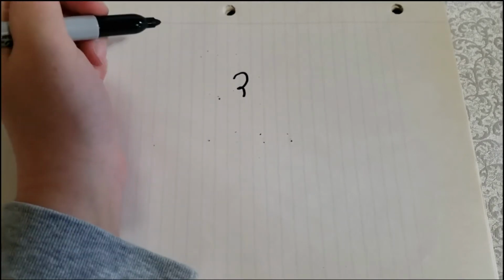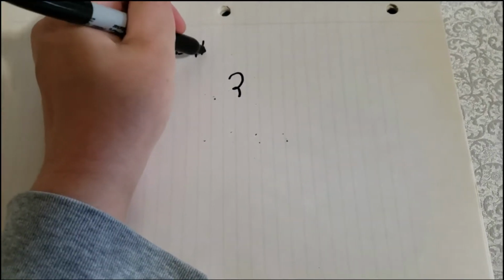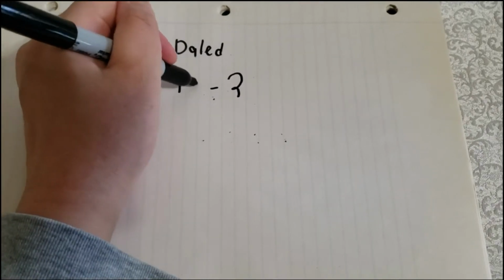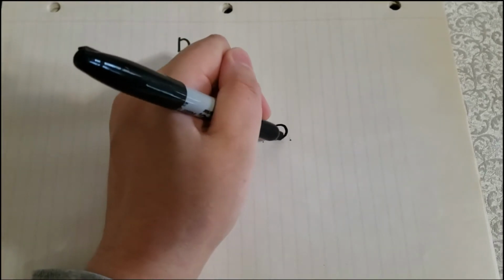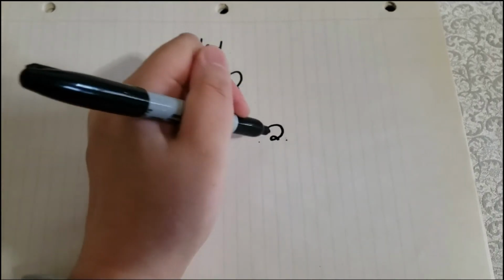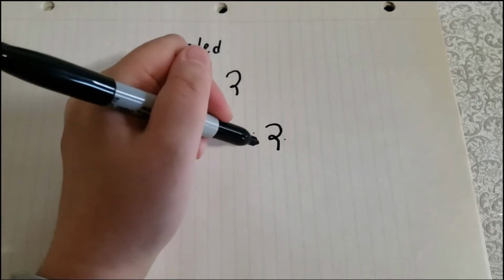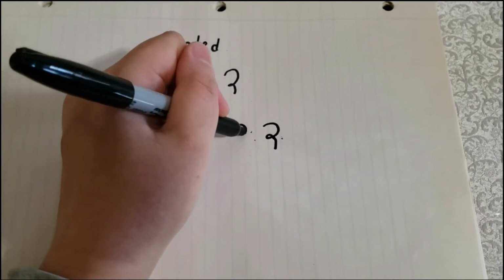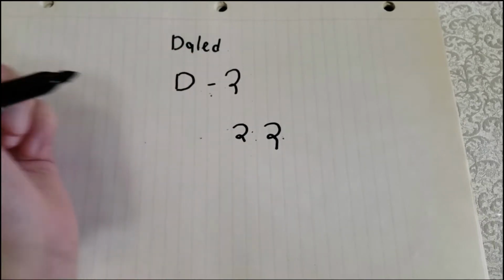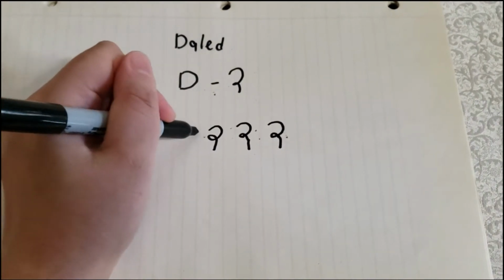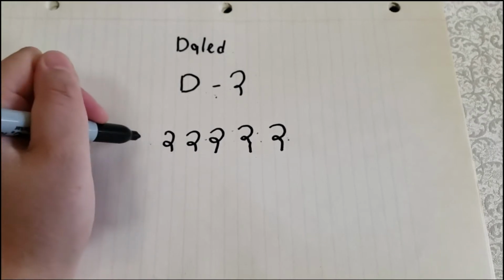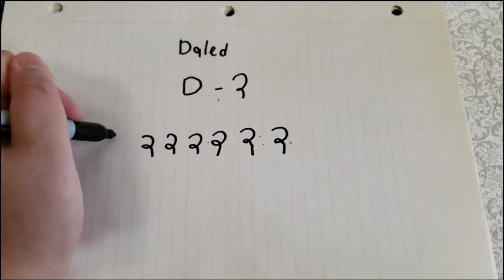Next letter we have is Dalet. Like D in English, like David. The way we write Dalet is you make half a circle and then you make a small loop and then you go straight down. Not curved down, straight down. Again, half a circle, small loop, and then down, in one stroke. Dalet.